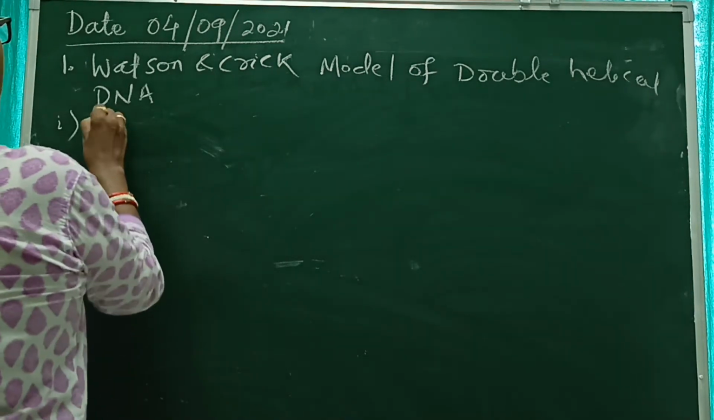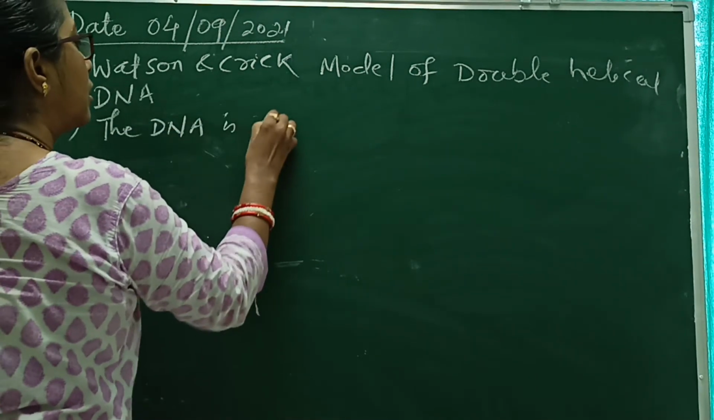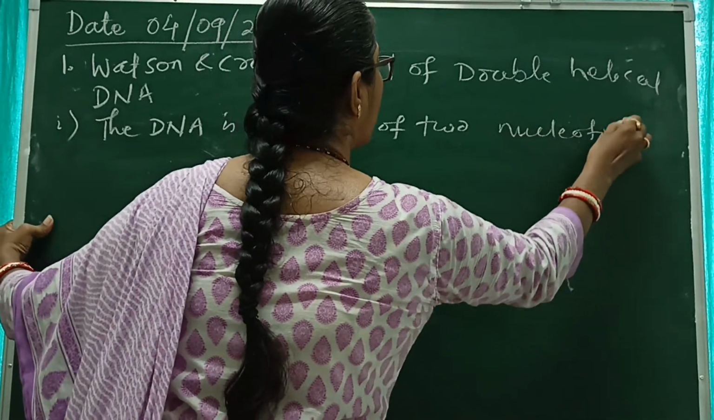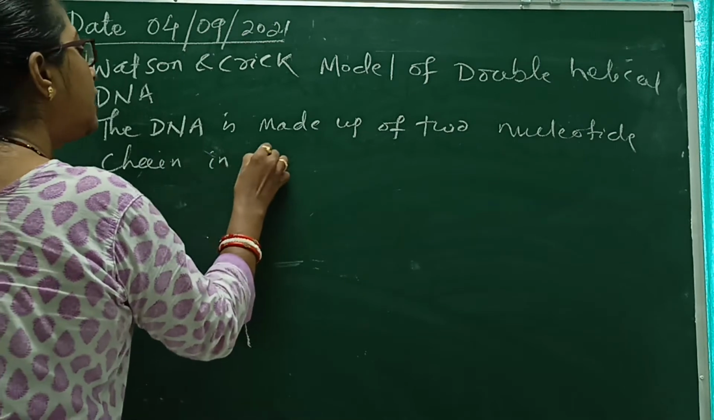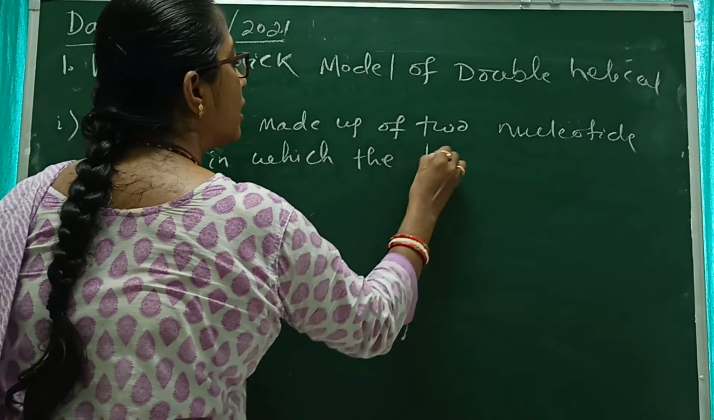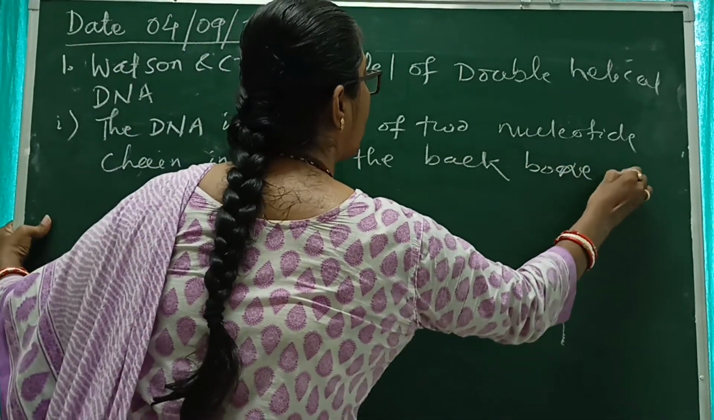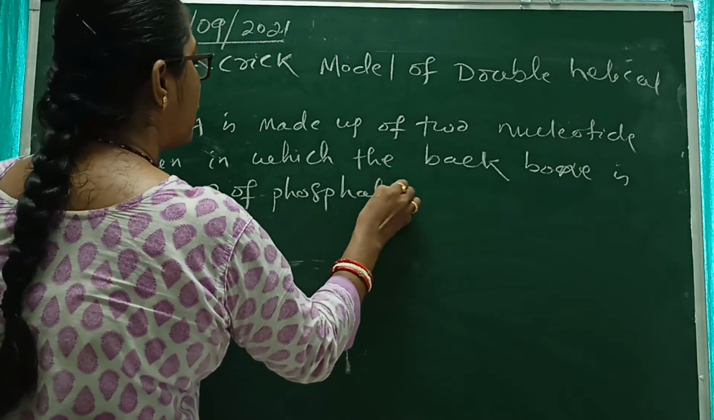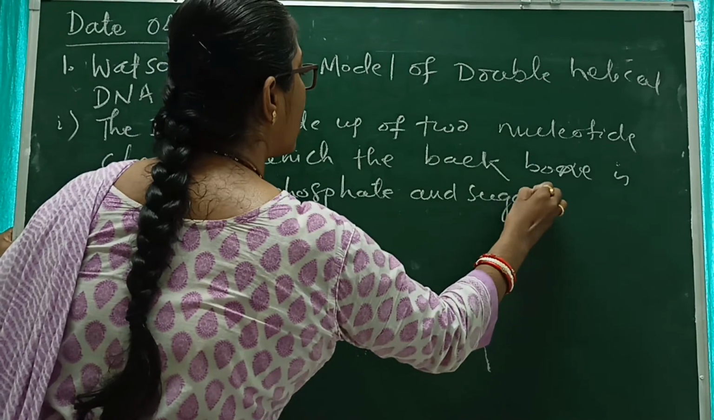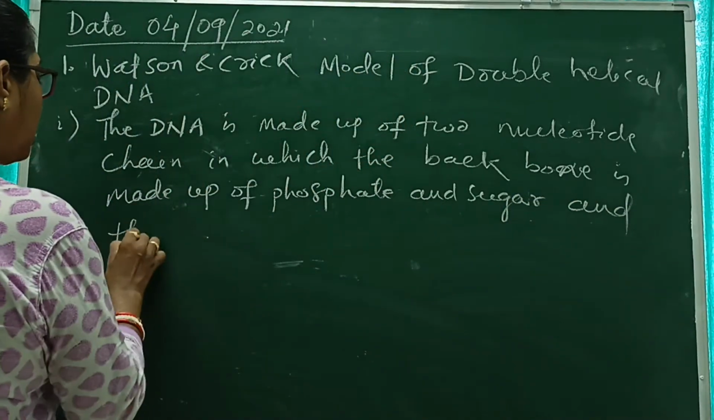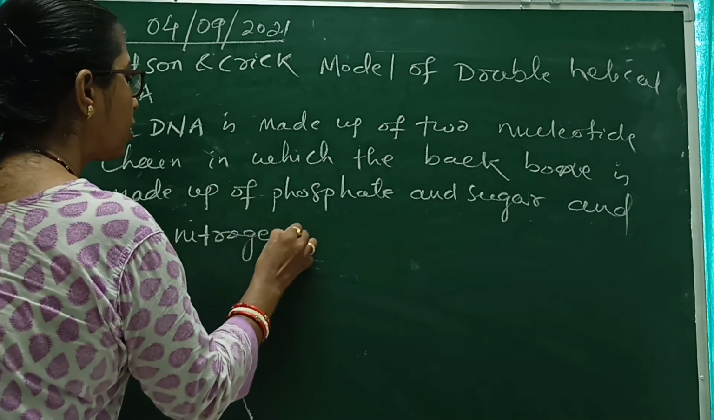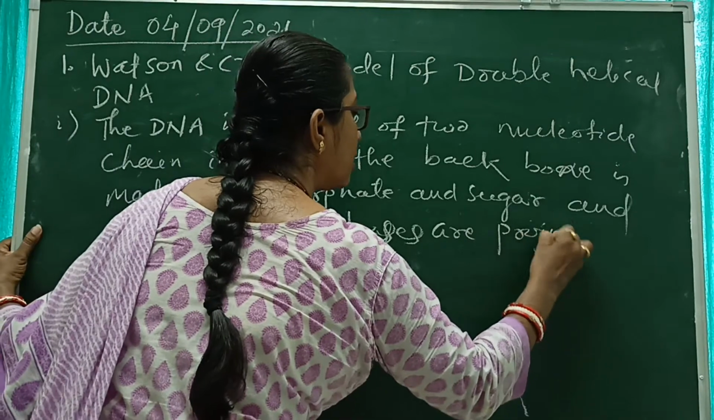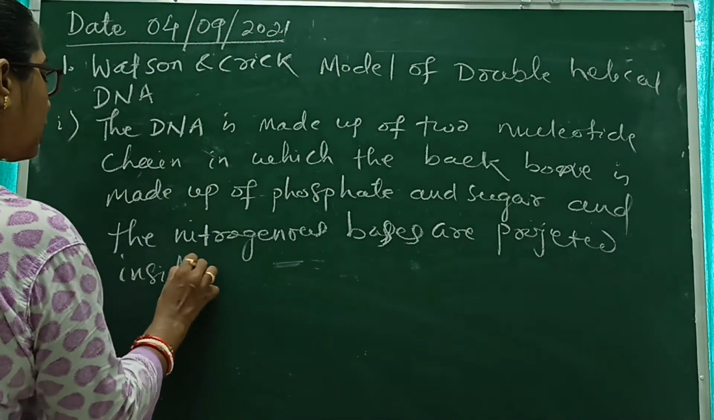The DNA is made up of two nucleotide chains in which the backbone is made up of phosphate and sugar, and the nitrogenous bases are projected inside. What does it mean?